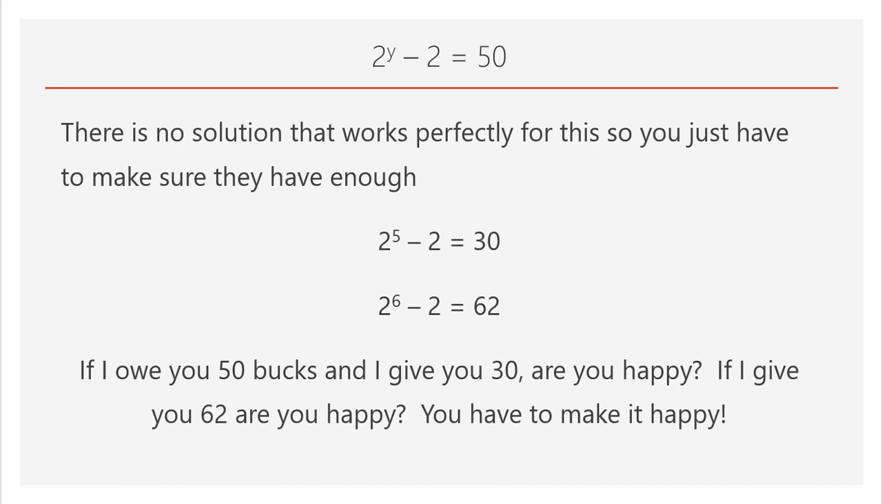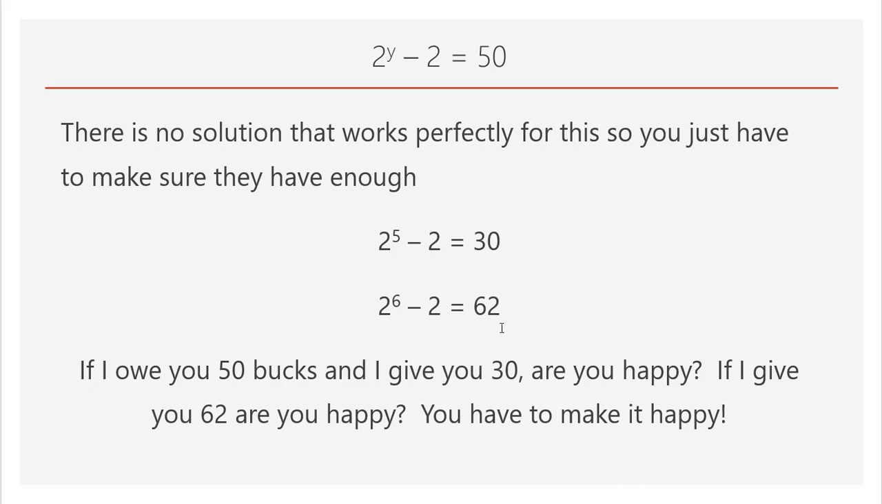All right, some of these, there is no perfect solution. So in this case, we can't get to 50. We can only get to 2 to the 5 minus 2 gives me 30. 2 to the 6 minus 2 gives me 62. We can't do 2 to the 5.5 or anything like that. So you just have to make the solution, I guess, happy. So if I owe you $50 and I give you 30, you're not going to be happy. If I owe you $50 and I give you $62, you are going to be happy. So you always have to give them more than they need if you can't hit the perfect spot.